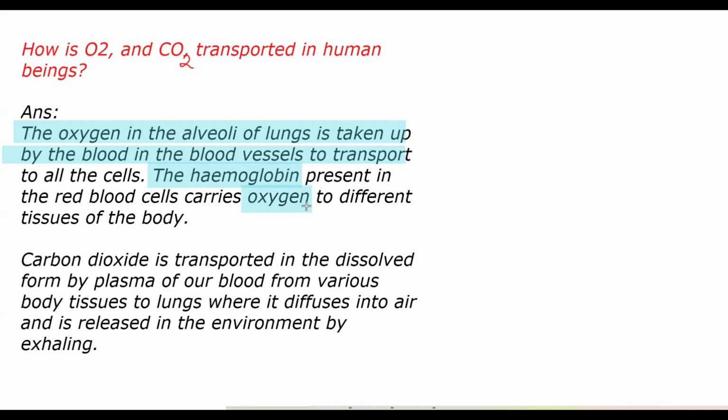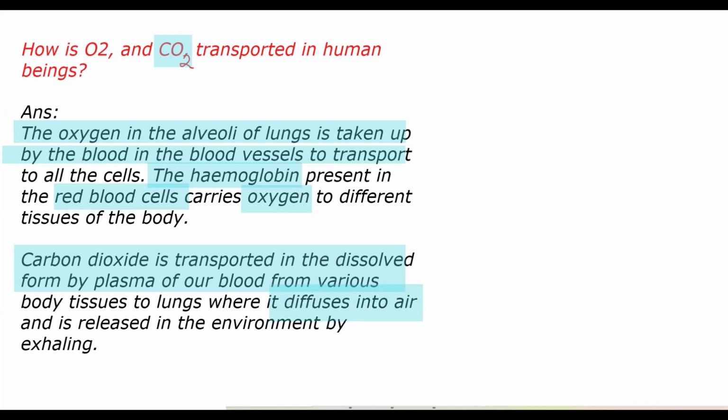Hemoglobin combines with oxygen to form a molecule called oxyhemoglobin, right? Which is present in the RBC and it carries it. But then for carbon dioxide, we do not need hemoglobin, right? Carbon dioxide is highly soluble in water, and our blood mainly comprises blood plasma, which is mainly water. Therefore, the carbon dioxide is transported in the dissolved form from the tissues back to the lungs, and it diffuses into air when we exhale out.